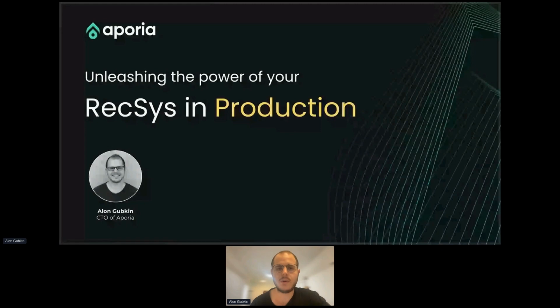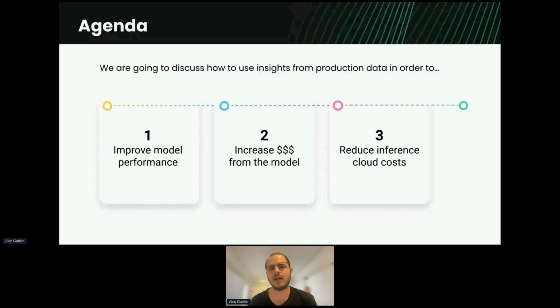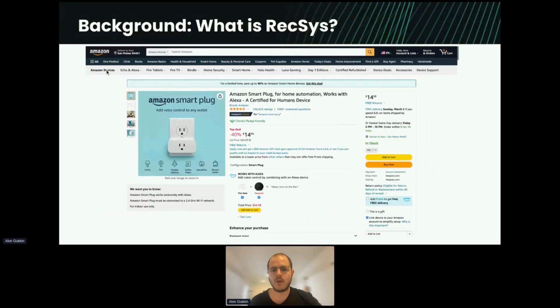And more specifically, we will discuss how to utilize insights from production data, from recommender systems actually running in production, in order to, one, improve their performance, two, increase the revenue that we see from these models, and three, which is also important, reduce the inference costs from these production models. So we will use the production data, meaning the inputs and outputs from these models, to do all of these three things. So just to give a little bit of background about recommender systems.